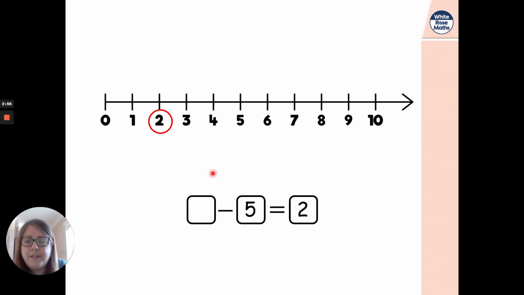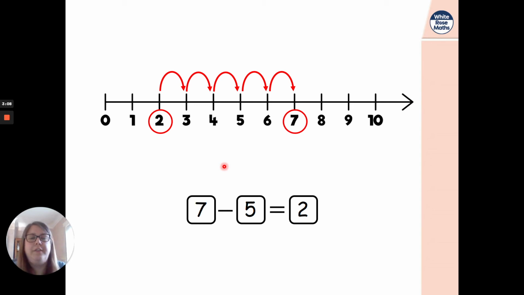So we'll start at 2. We're going to jump 5. Are we ready? 1, 2, 3, 4, 5. So what is the answer going to be? What is that first number? Yeah, it's going to be 7, isn't it? Well done if you said that.